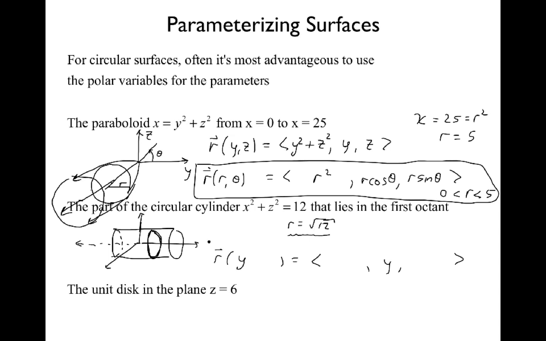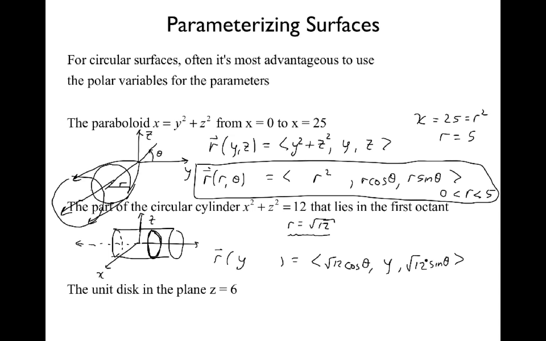12. So looking at the xz plane, x is this way, so x is going to be our cosine theta. It's going to be radical 12 cosine theta. And then the z component, our vertical component, is going to be radical 12 sine theta.